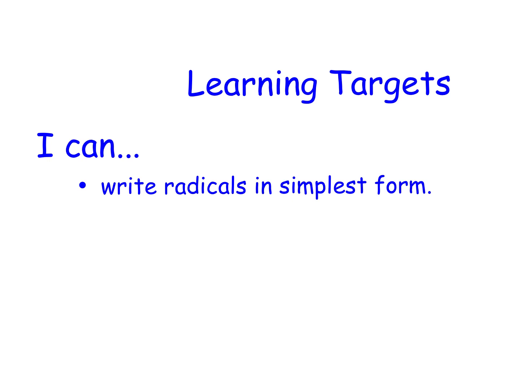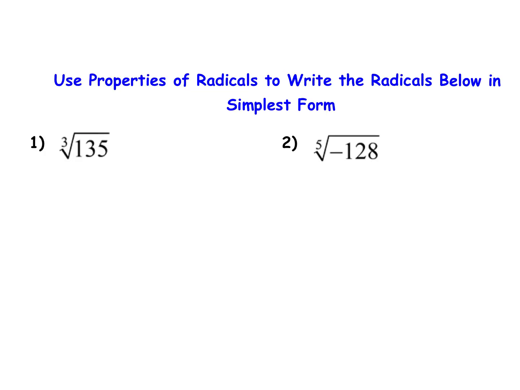In this video, we're going to be writing radicals of all different types into their simplest form. In order to write our radicals into simplest form, we're going to start by using the properties of radicals, specifically the product property, or the multiplication property of radicals, to rewrite them in a very specific way.